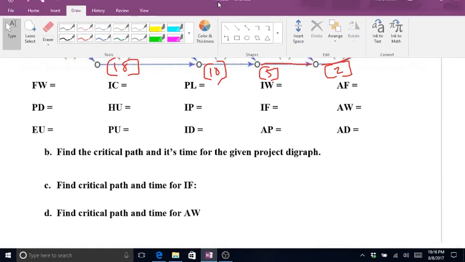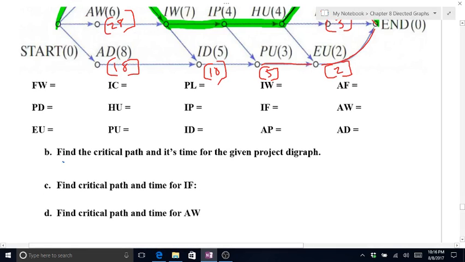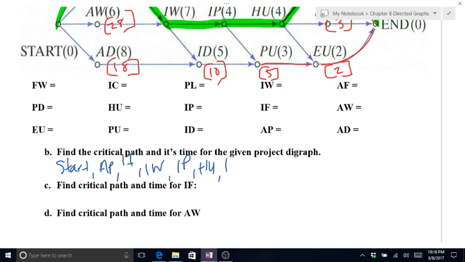So that is start, AP, IF, IW, IP, HU, IC, FW, and 34.